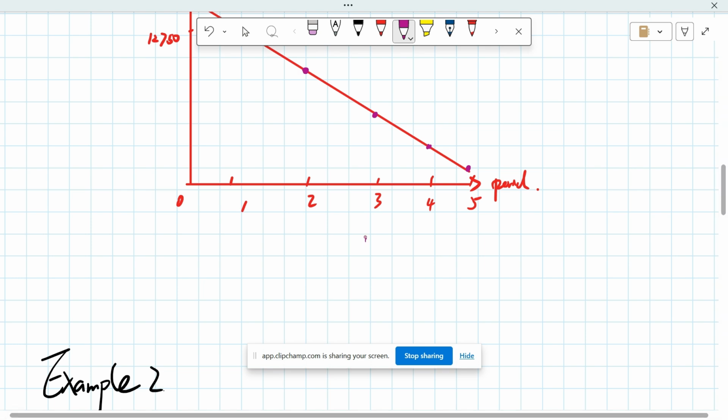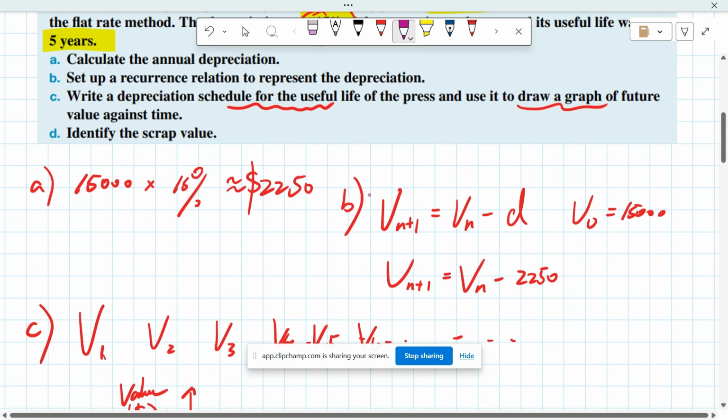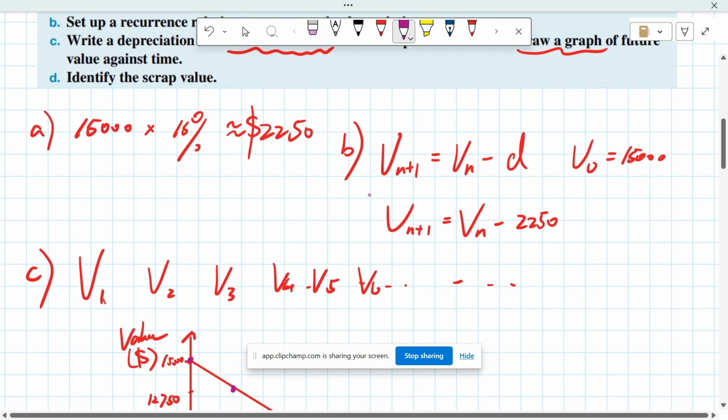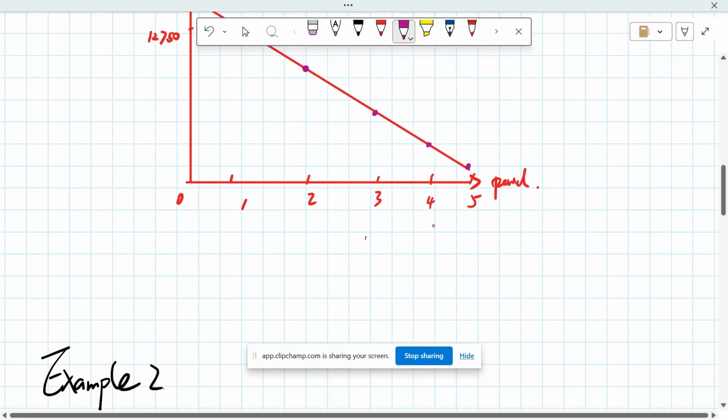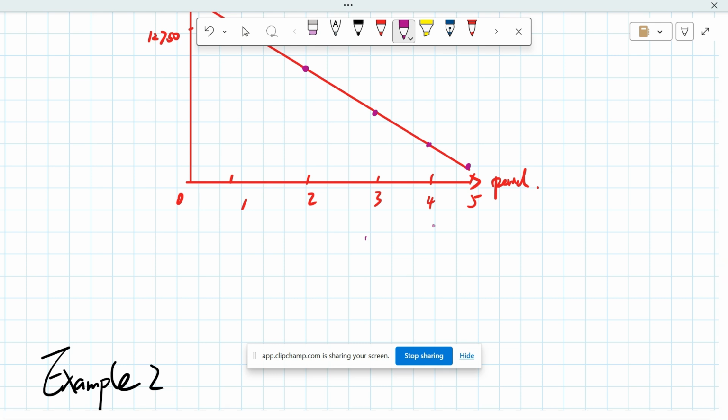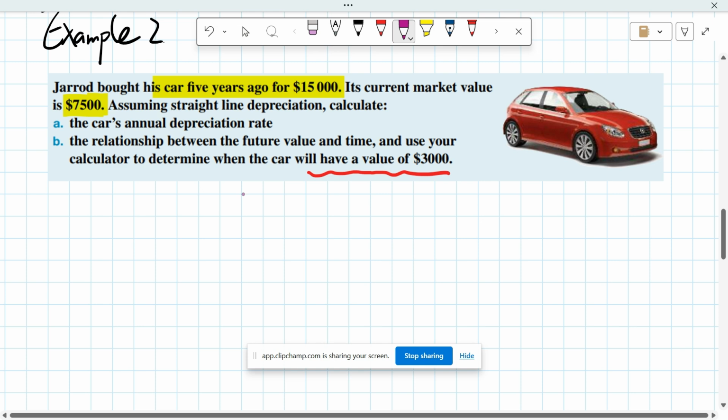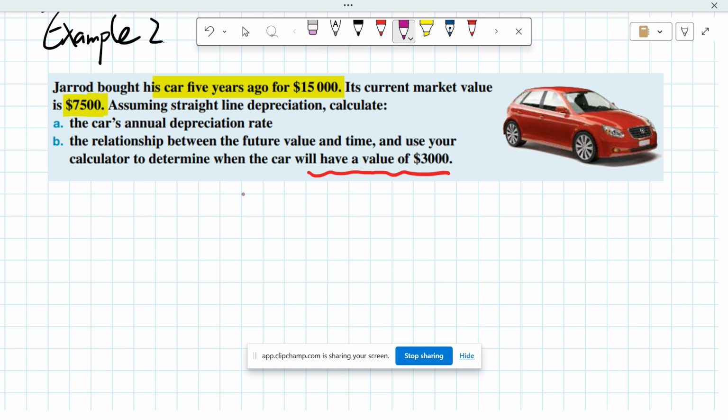Basically, the question will ask you to identify the graph, which depreciates by a similar amount each year, $2,250, and then analyze that as a linear relation. Hopefully that makes sense. Later on, we'll use a geometric sequence, which gives a curve, a non-linear relation.